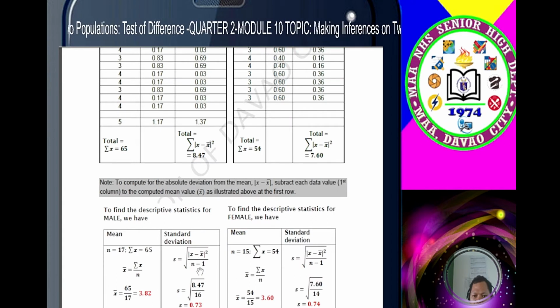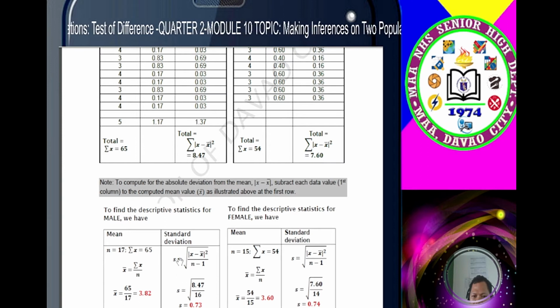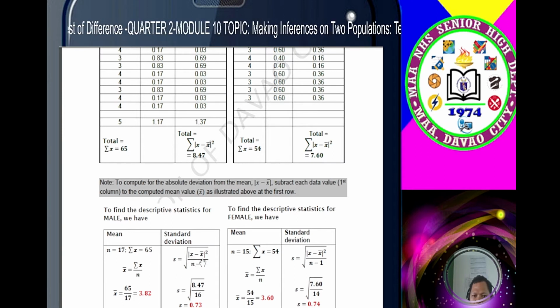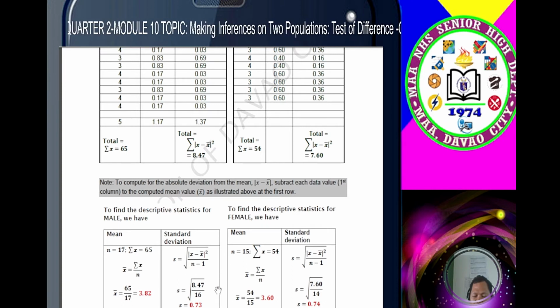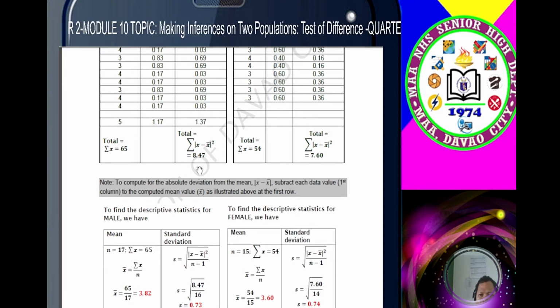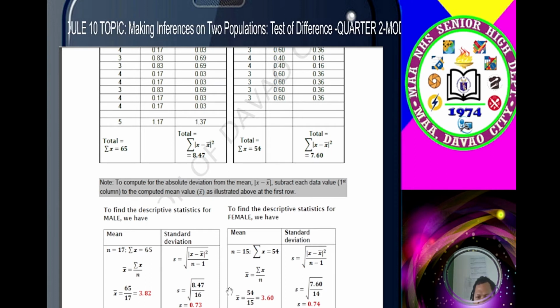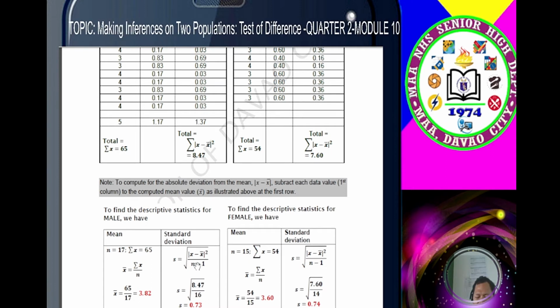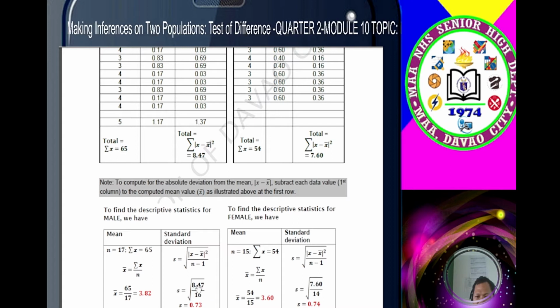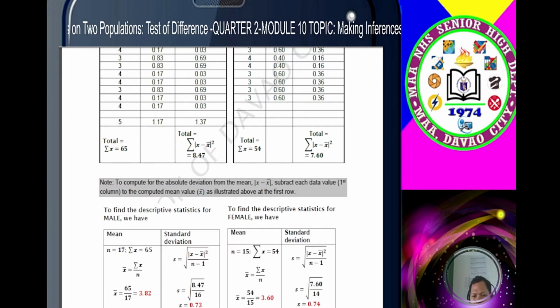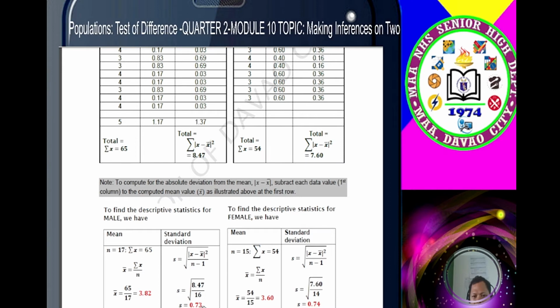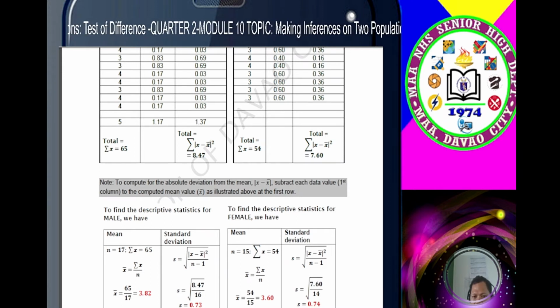After that, you will now get the standard deviation. So with 8.47, you just follow this formula: square root of the sum of the absolute value of x minus mean squared, divided by n minus 1. So our computed sum of squared differences is 8.47 divided by 16, since our n here is 17, so 17 minus 1 is 16. And you get the square root. The answer for standard deviation is 0.73.